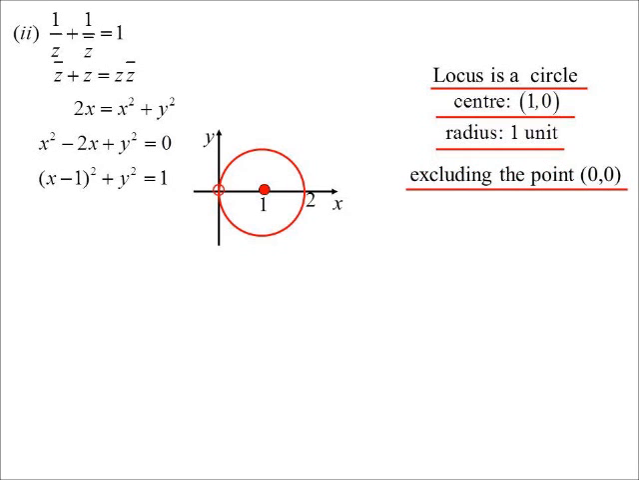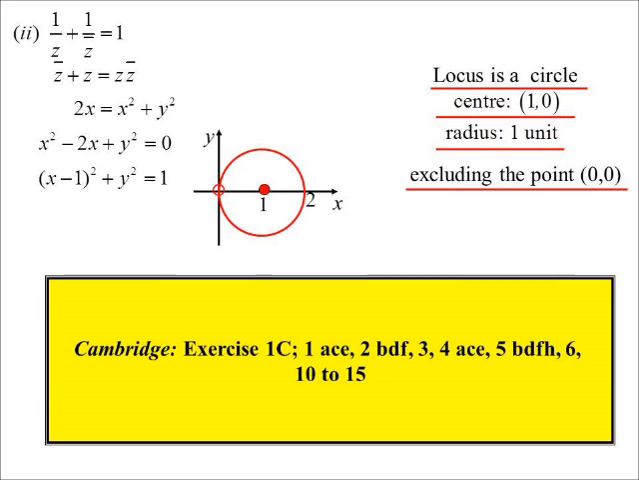Excluding the point (0, 0). Remember, with locus, sometimes we have to look for points of exclusion. Why would I exclude the point (0, 0) from this circle? Yeah, because look at what the original question was. The original question was 1 on Z plus 1 on Z conjugate. Well, if I'm talking about the point 0, I can't substitute that in because I get 1 on 0. So it'd be every other point on the circle would work, but not that particular one. Okay.